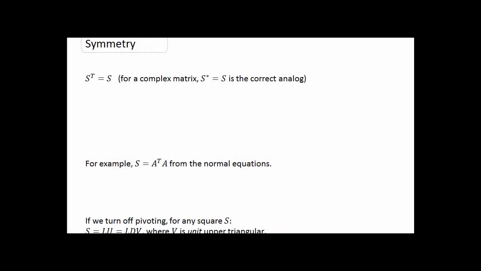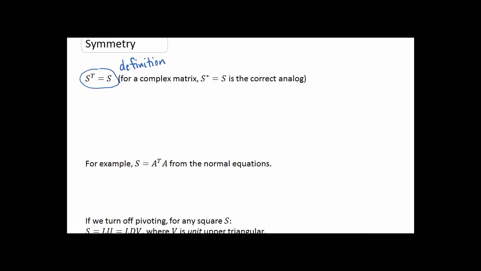Symmetry is one of the most important properties that we can identify for a matrix, both for theoretical reasons and because of what it tells us about numerical computations. So we're getting our first taste of it here, but it's actually a pervasive subject. Now, by definition, we say that a matrix S, if it's real, is symmetric if it equals its own transpose. So S transpose equals S, that's the definition of a symmetric matrix.